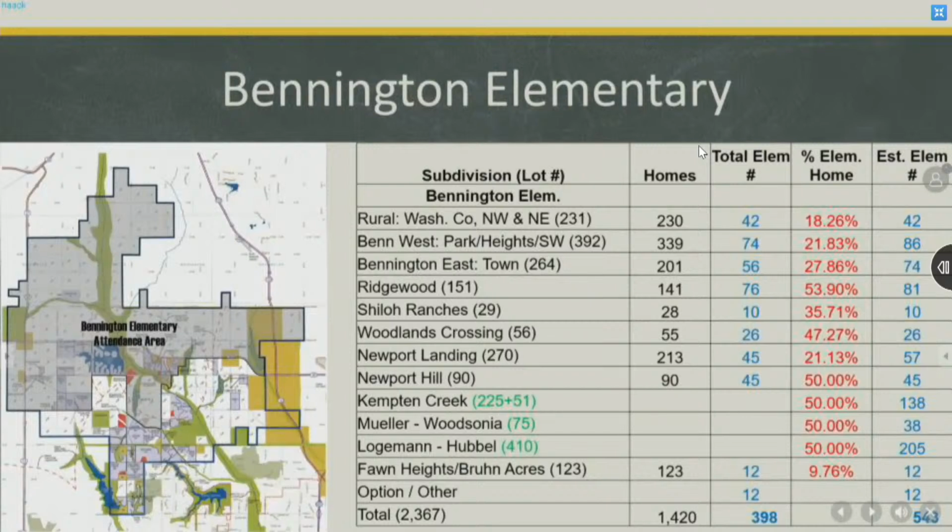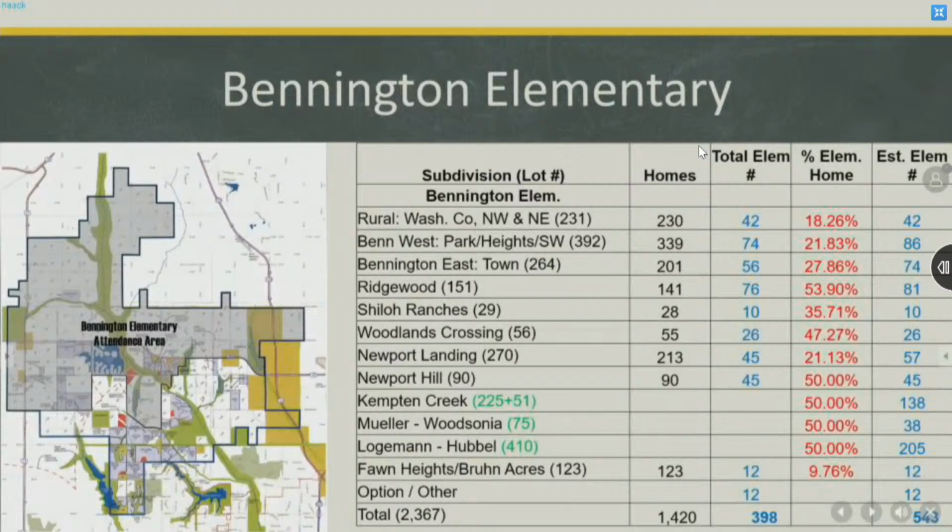But we do have some numbers up here. So what you're going to look at, we're going to start right in the middle. We're going to take Newport Landing. Newport Landing in the middle has 270 lots. That's what's in the bracket. We move to the next column, titled homes. Currently, there are 213 homes that are occupied in Newport Landing. The blue is the number of students we have coming out of Newport Landing into Bennington Elementary. The red is the percentage, 45 into 213.